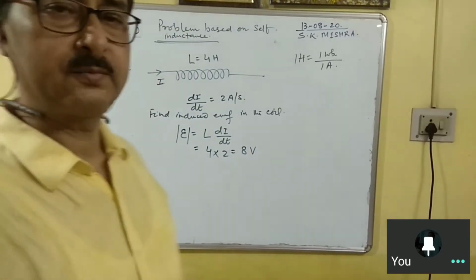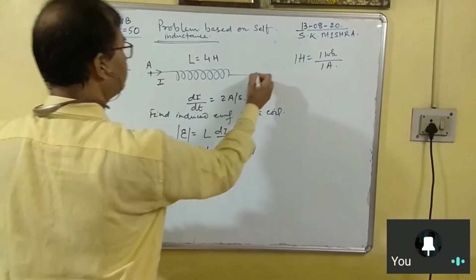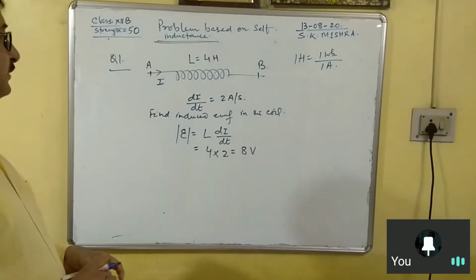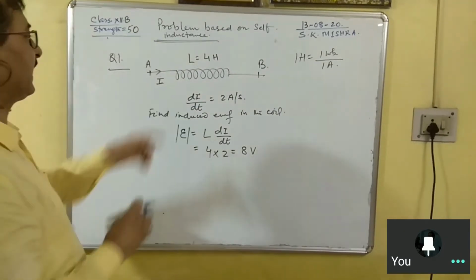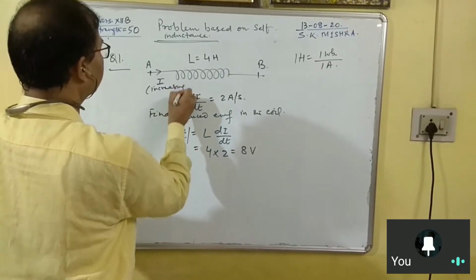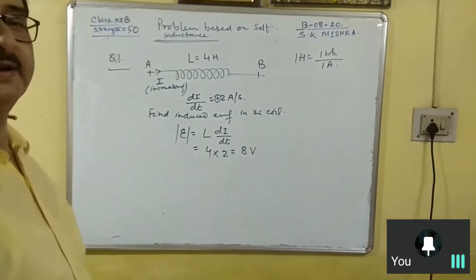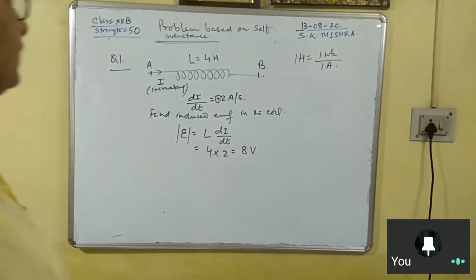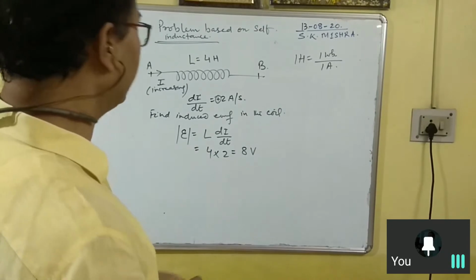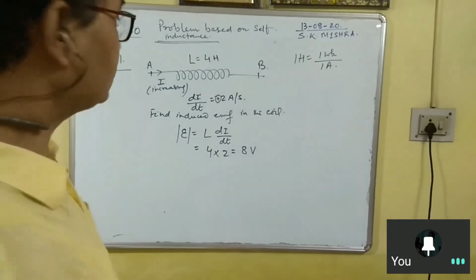But if I ask you what is the potential difference between the points A and B, then how will you find it? Actually, the current I is increasing, and that's why we have taken the sign of di by dt positive. So an increasing current is flowing, and the induced current will flow in such a way that it opposes the growth of current. So the induced current should flow along this direction.